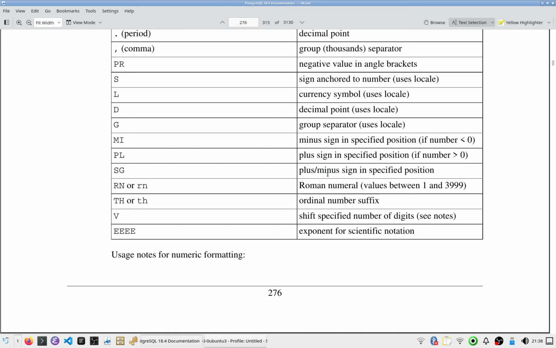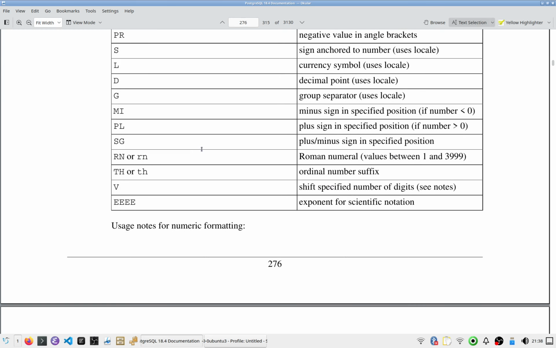SG is plus or minus sign in specified position. RN, capital or small, is Roman numeral between 1 and 3999. Capital TH or small th is ordinal number suffix. Capital V is shift specified number of digits. Quadruple E is exponent for scientific notation.